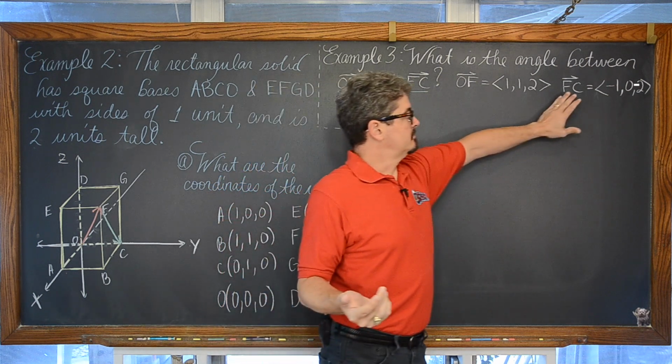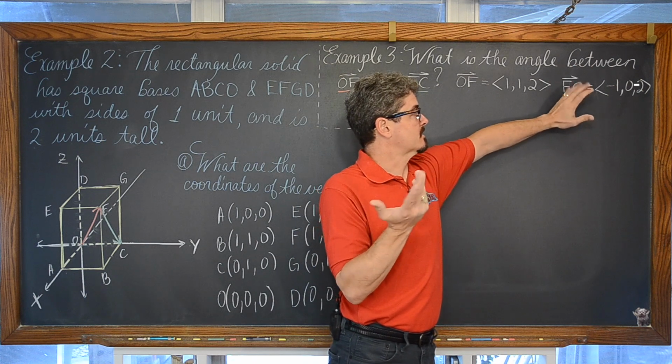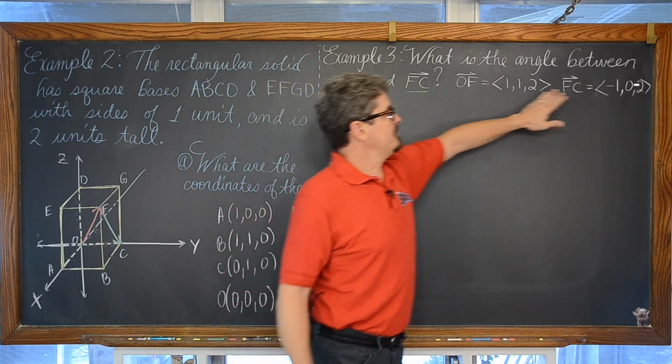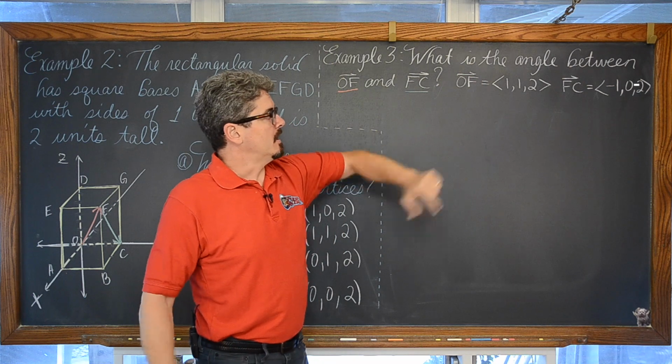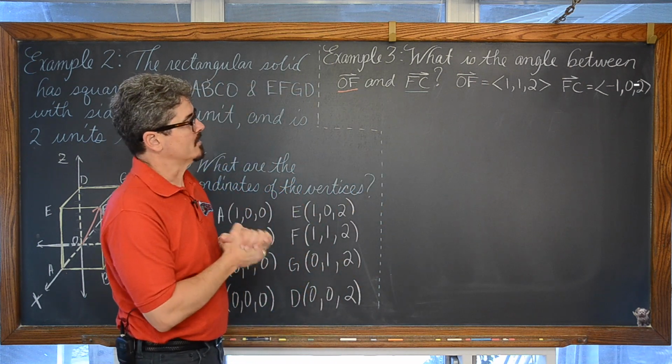I can't call them necessarily position vectors because we have this idea here that this is starting with vector F. But if you draw them both off of the origin, let's just say, they're going to form an angle between those two vectors. And what is that angle? That's what we're going to find out.